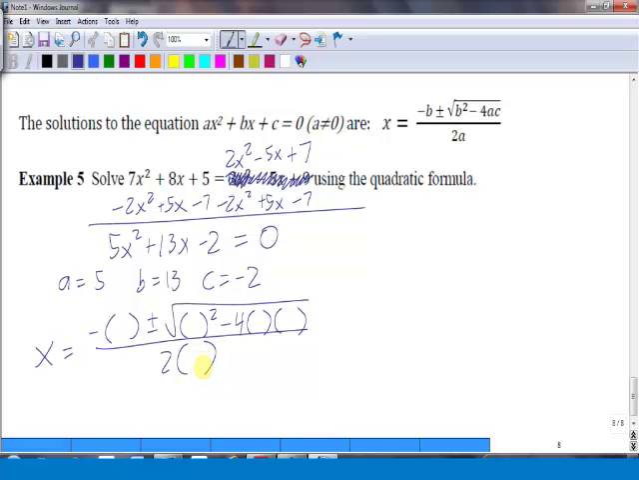B's first, because that's what we come to first in the quadratic formula. Substitute a 13 for that B and a 13 for that B. A's next. Substitute a 5 for that A and a 5 for that A. Finally, the C equals -2 in the one remaining spot, and it goes there. These are the solutions to this quadratic equation.